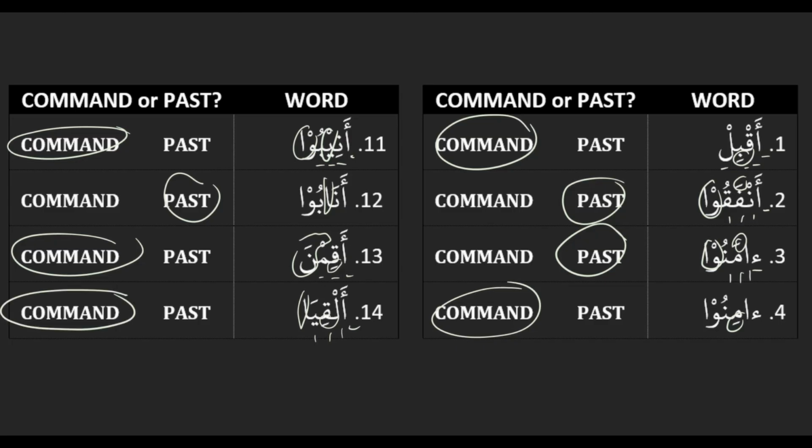Good. So pattern number 3, our three rules were: it starts with a Hamza, and then has to have three letters or less. And the last thing was it has to have an E sound on the second to last. E sound on the second to last, and if it has an A sound, then it's past tense.